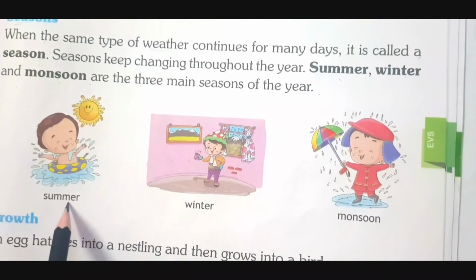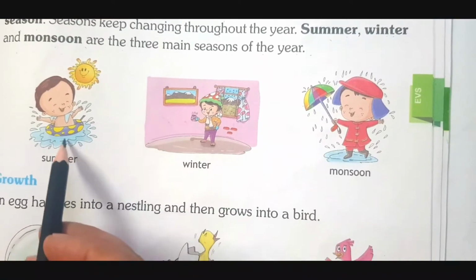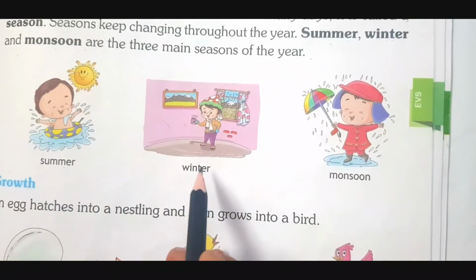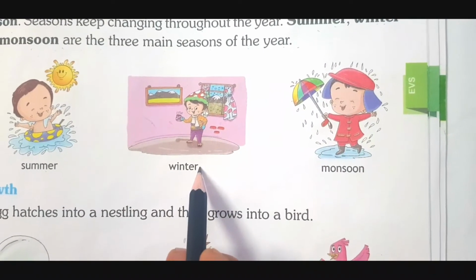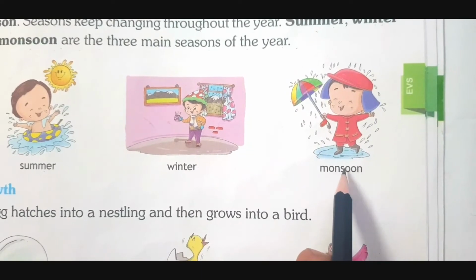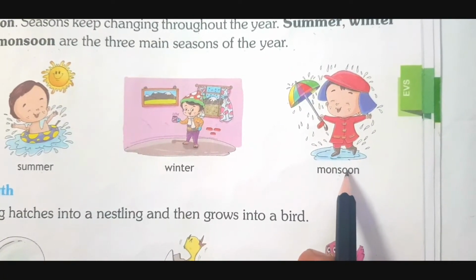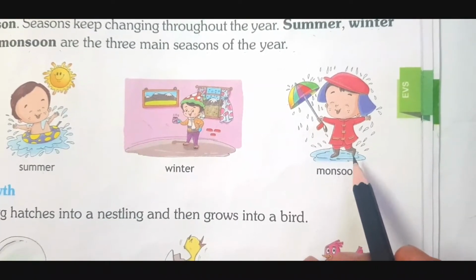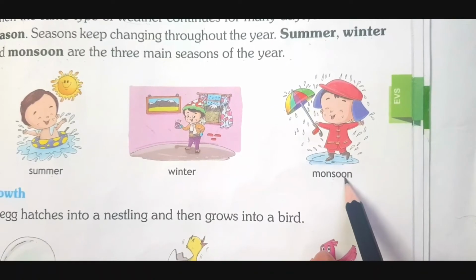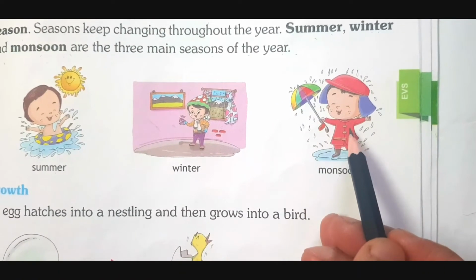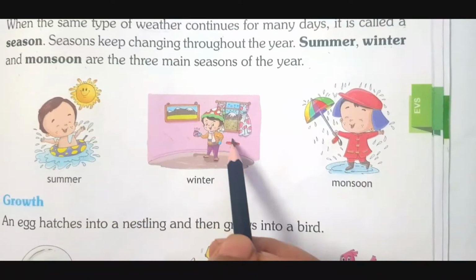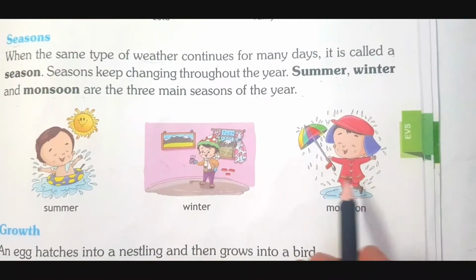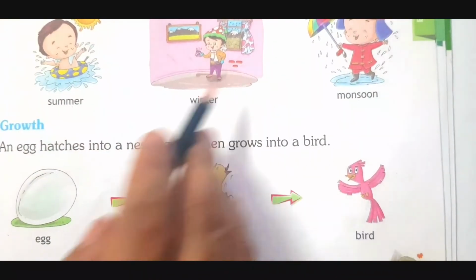This is the summer season. In summer season we like to swim, isn't it? Because it's very hot. So we'll go for swimming. In winter it's very cold. And in monsoon it is a rainy day. It's raining, many times it rains. Okay, so that is a monsoon season. We use umbrella and we wear a raincoat. So these are the 3 important seasons that are changed naturally. These are natural changes, children.